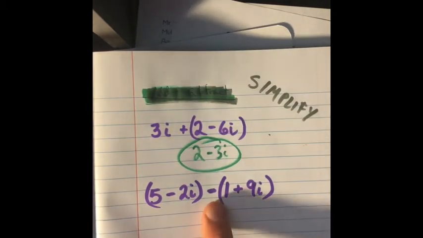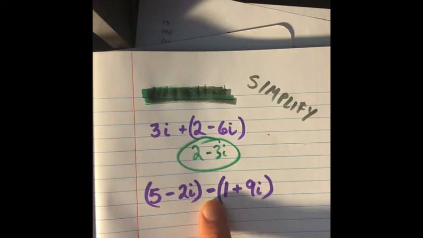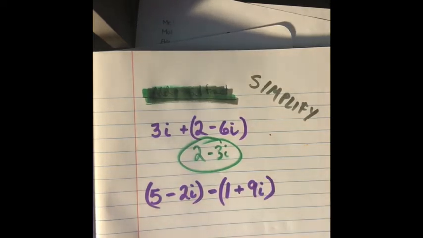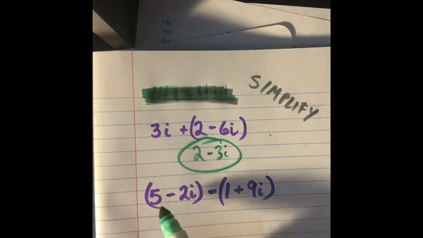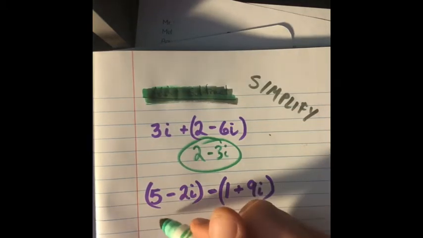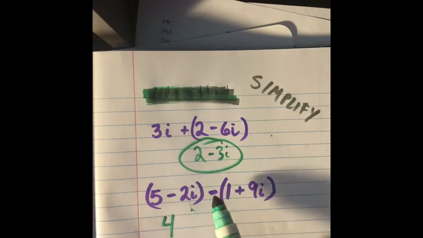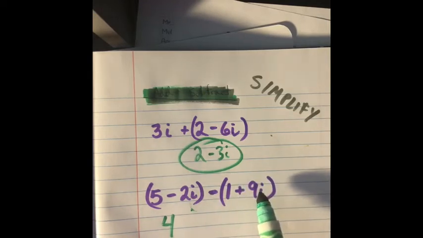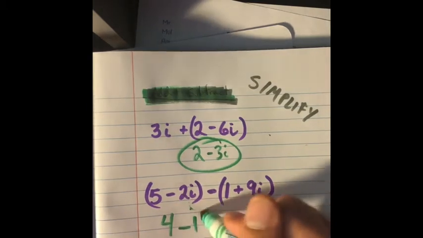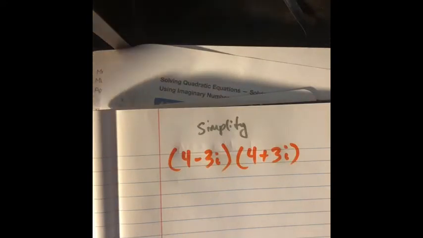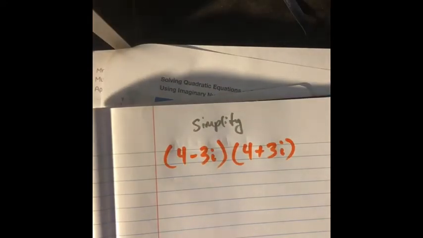Okay, right here is another. I would say this is a little trickier because it's subtraction. And this time, I'm not going to change it. So I did another example where I changed this to plus and I changed the sign. But I'll walk you through without changing it. So I've got 5 minus 1 is 4. And then I've got negative 2 minus 9. So you're starting with negative 2i, and then you're subtracting 9i. So you have negative 11i.